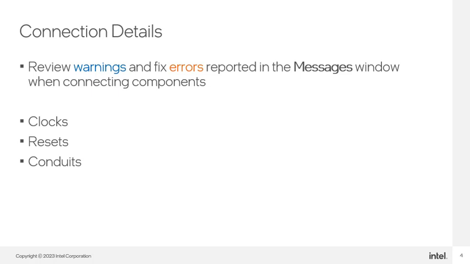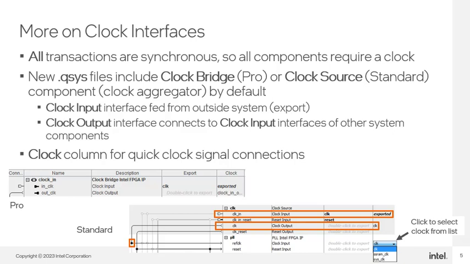Non-exported interfaces will be flagged with warning or error messages, depending on the type of interface. It's okay if there are blue warning messages, but any red errors must be fixed in order to generate the system. To finish up this connections discussion, let's look at some details regarding specific types of connections, namely clocks, resets, and conduits. As mentioned earlier, all components include at least one clock interface because all transactions between components are synchronous.